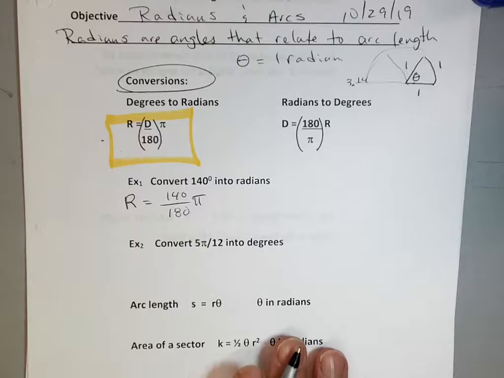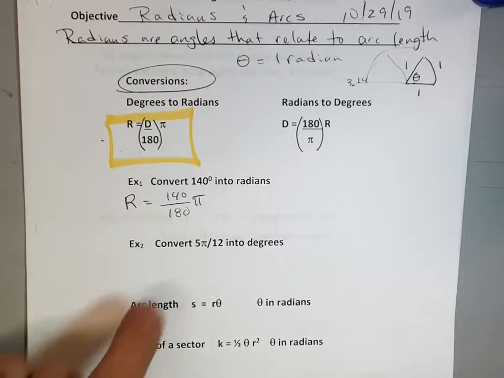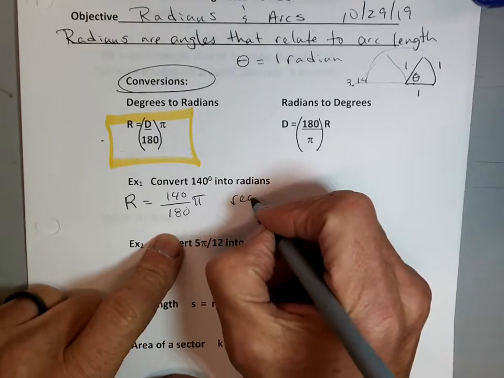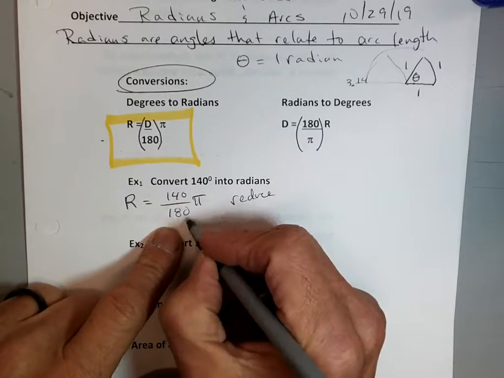Now, if we can keep things in terms of pi, it's more accurate. Because pi is 3.14 and so on. But if we can keep it as a pi, it's more accurate. So if we reduce, that would be reduced to 2/9.